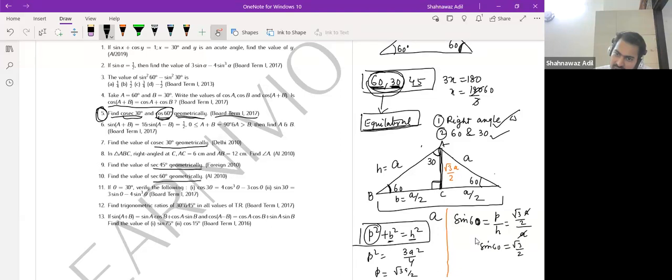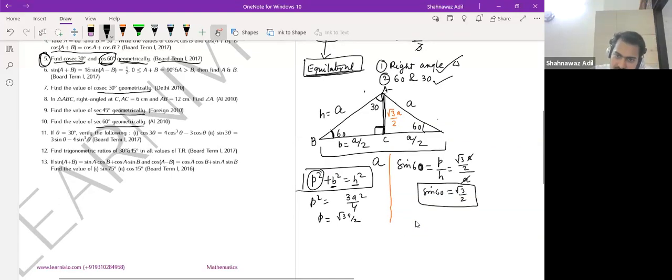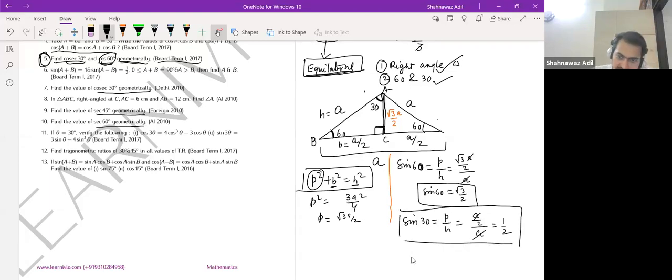Is it matching with whatever we learned in the table? Yes. And we can also calculate sine 30. Sine 30 is also p by h. For this case, this is the perpendicular, so a by 2 by a, which is 1 by 2. And Hashid, as you were saying, sec 60. What is sec 60 in terms of ratios?